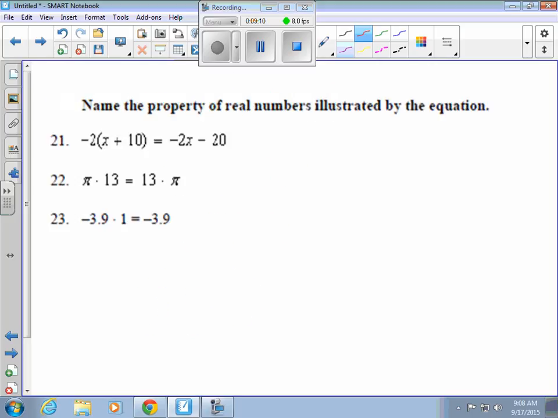Three different properties. Name each of these properties. What's going on in the first one? On the left side, just separated from the left side to the right side. What does it look like on the left? What does it become on the right? It says negative 2 times, instead of parentheses with x plus 10 in it. On the right, it says negative 2x plus minus 20. So what's happening is it is distributing to both of those. So that is the distributive property.